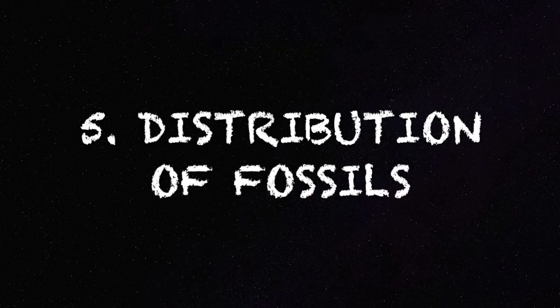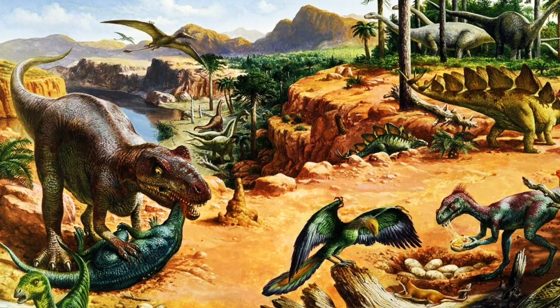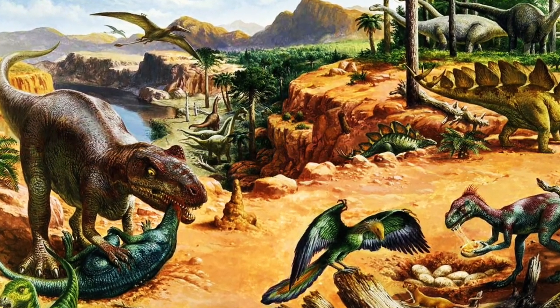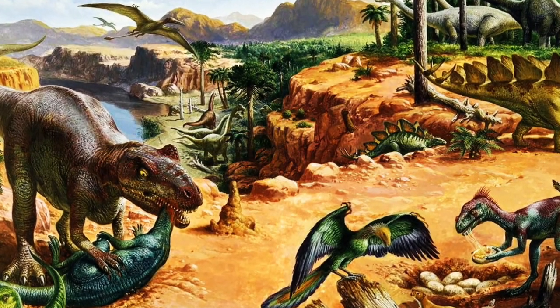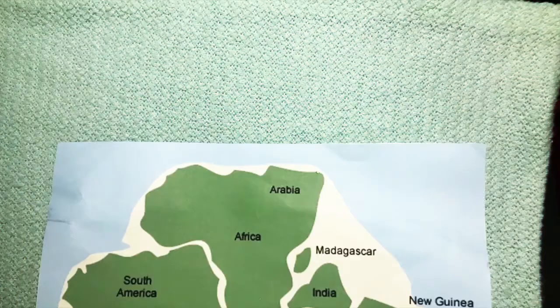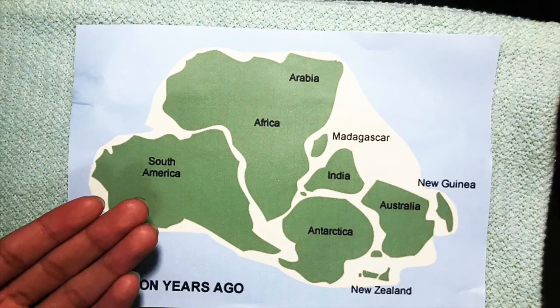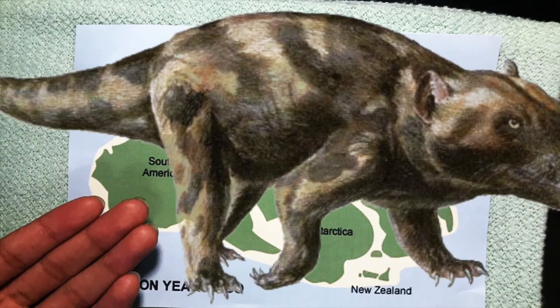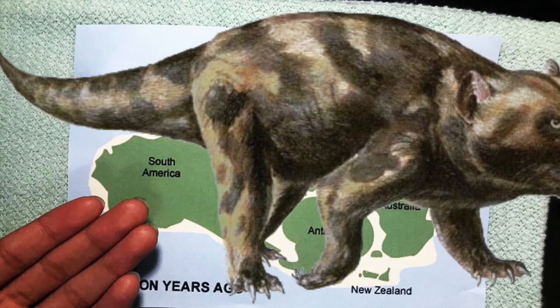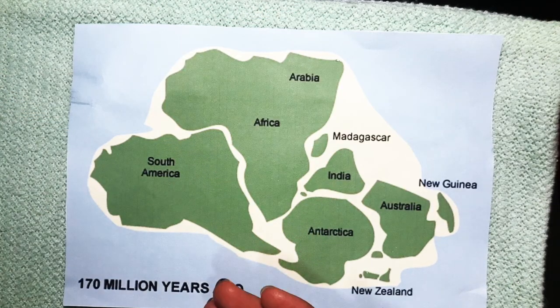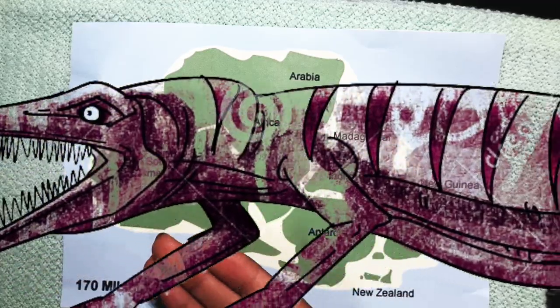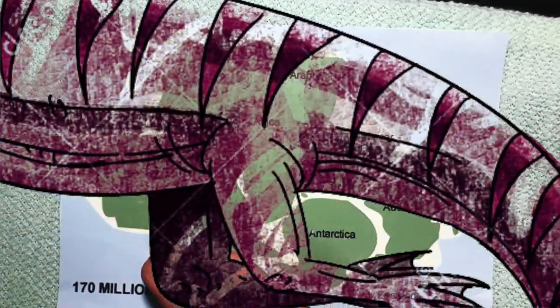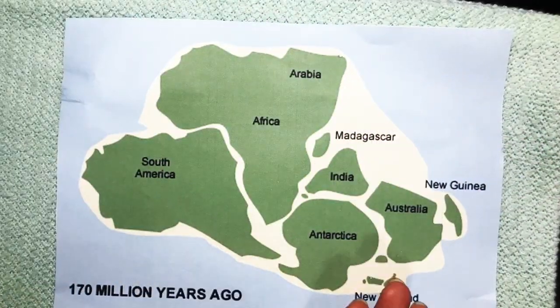Number 5. Distribution of fossils. There are many examples of fossils found on separate continents and nowhere else, suggesting the continents were once joined. Cynognathus is an extinct mammal-like reptile found only in South Africa and South America. Remains of Mesosaurus are found solely in southern Africa and eastern South America.